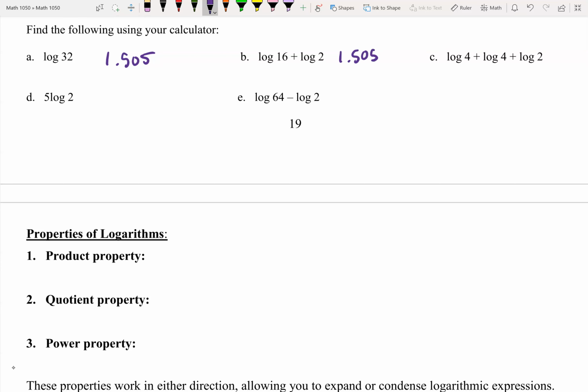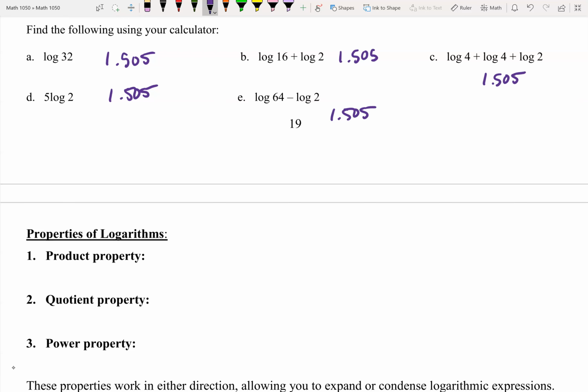So they look different, but they're equal to each other. Let's do the next one. Log 4, close it off, plus log 4, close it off, plus log 2, close it off, enter. Same exact thing, 1.505. Unbelievable, right? Everybody go 5, log 2, close it off, hit enter, same thing. Last one, log 64, close it off, minus log 2, close it off, enter, exactly the same thing.